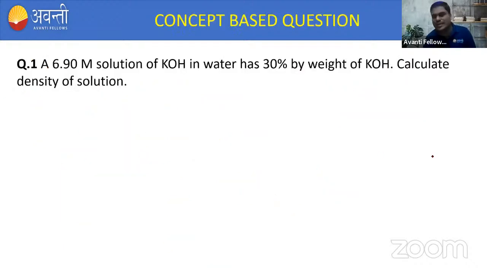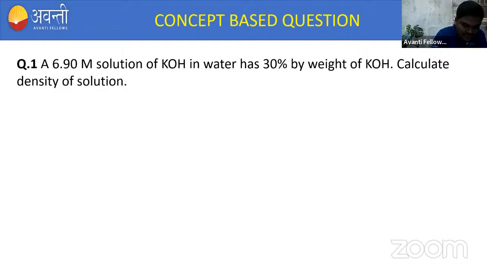Right. So try to solve this question. What the question asks basically: a 6.90 m solution of KOH in water has 30% by weight of KOH. Calculate the density of the solution. So you have to calculate the density of this solution. Can you calculate the density of this solution? Can anyone? A 6.90 molar solution.